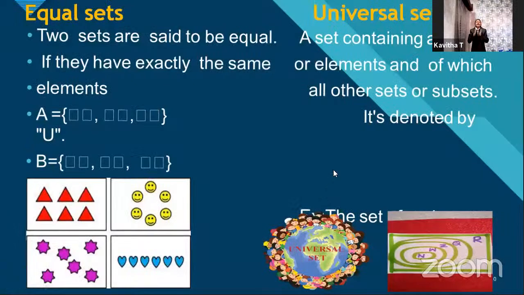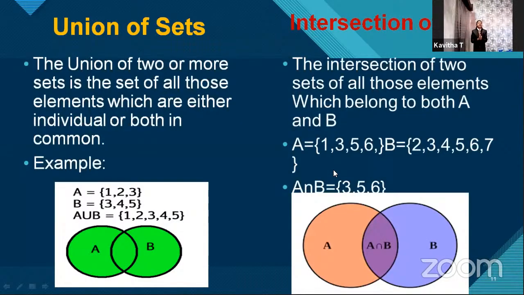Next, union of sets. A union of two or more sets is a set of all those elements which are either individual, both, or common. Okay, let us do one activity on it.